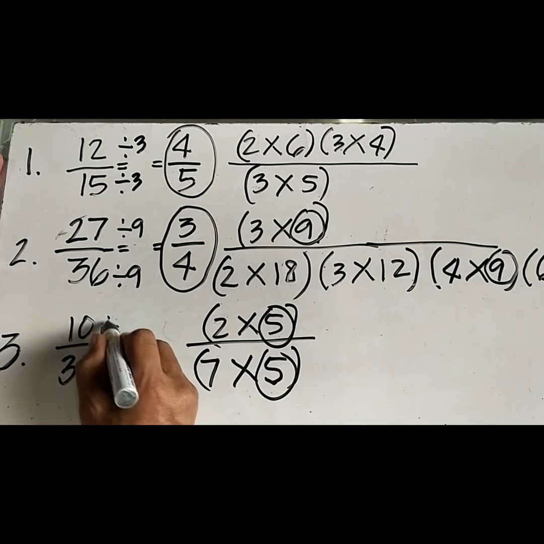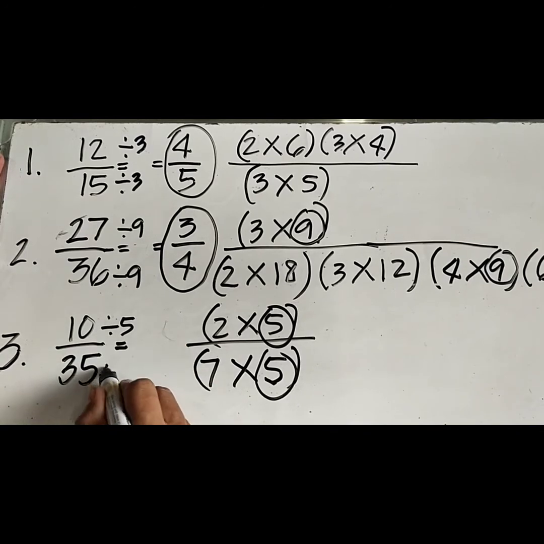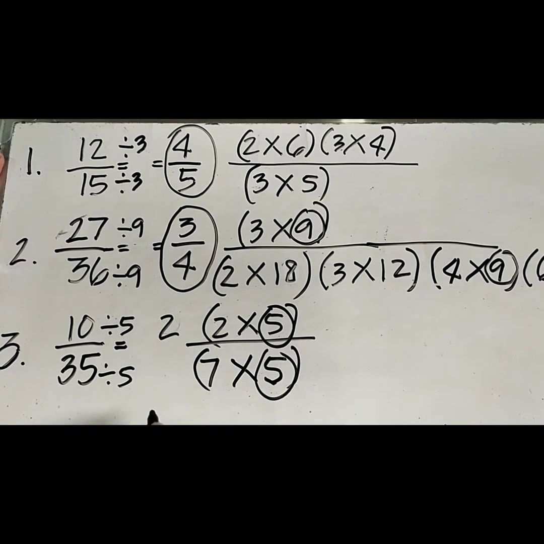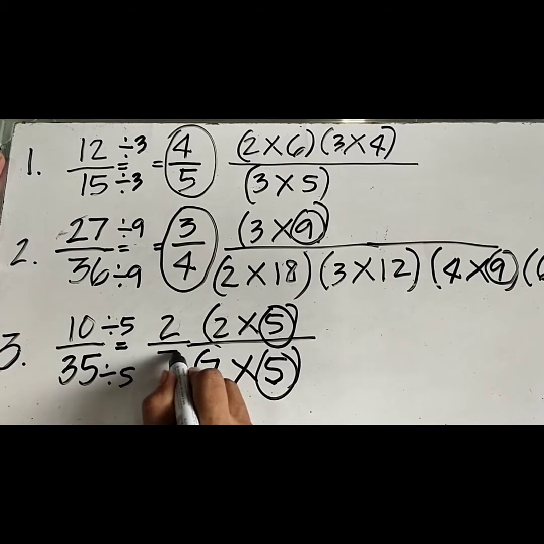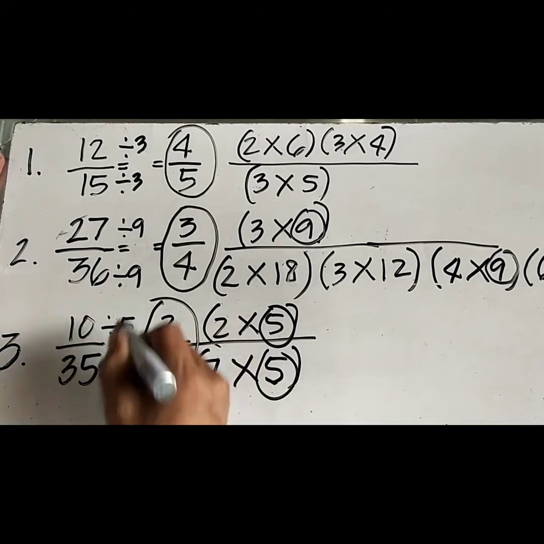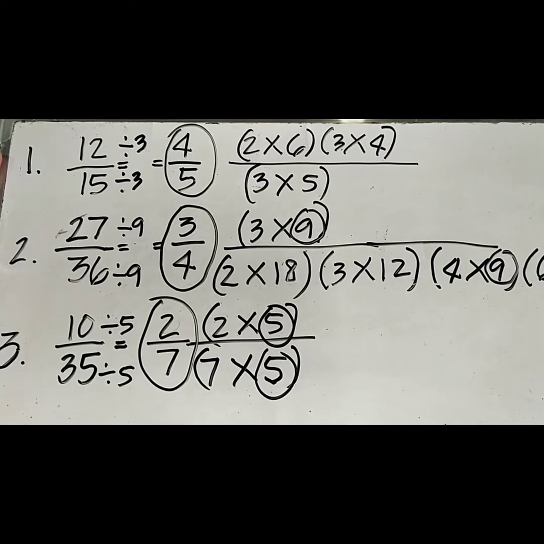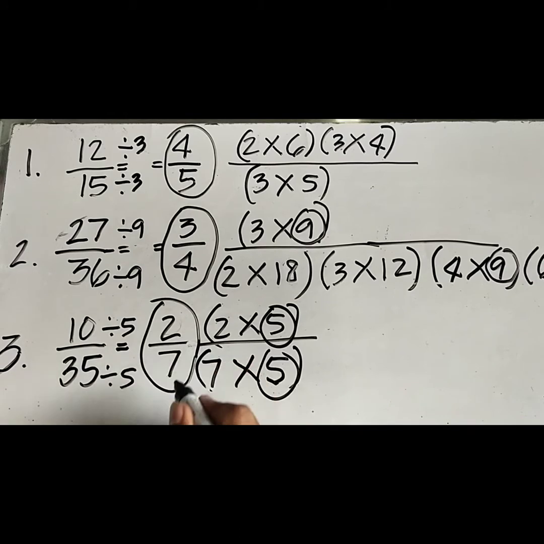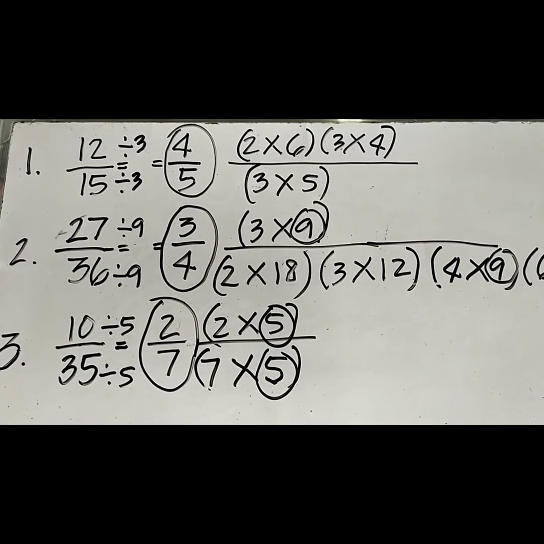So we will use that in dividing. 10 divided by 5 gives us 2, and 35 divided by 5 gives us 7. So automatically the result after dividing will be the fraction in the lowest term. We can surely say that the result after dividing is the fraction in the lowest term because we are using the GCF, or the greatest common factor.